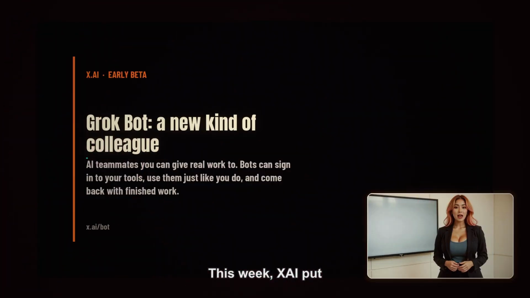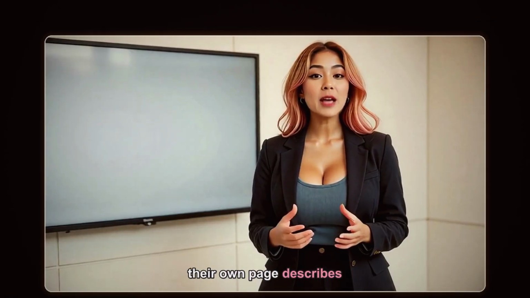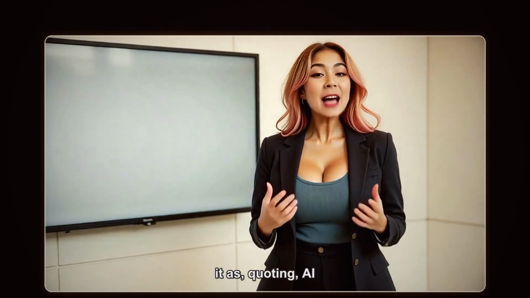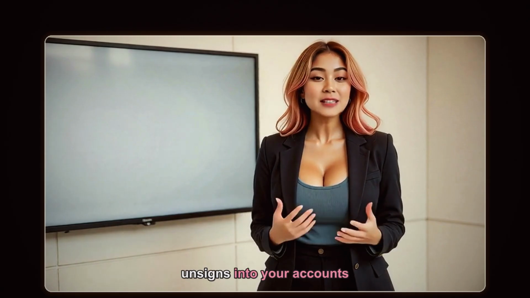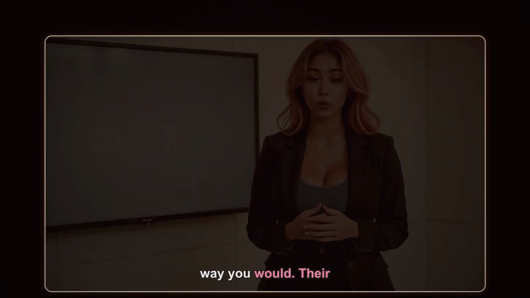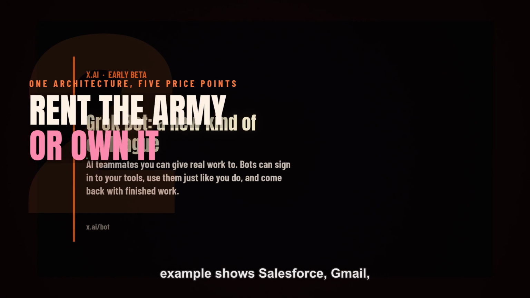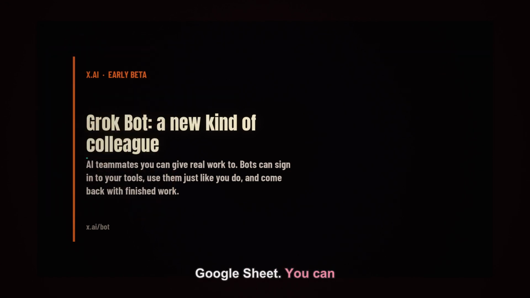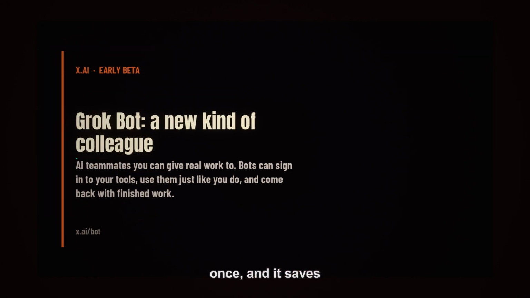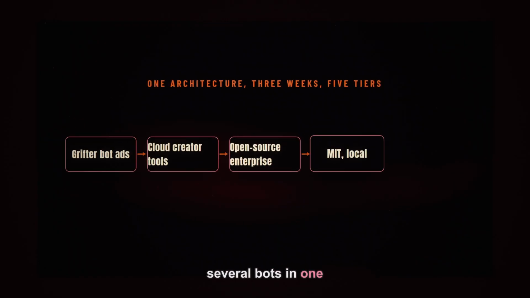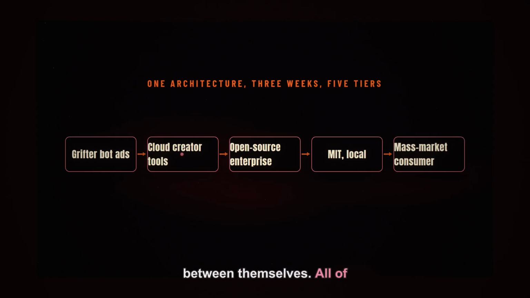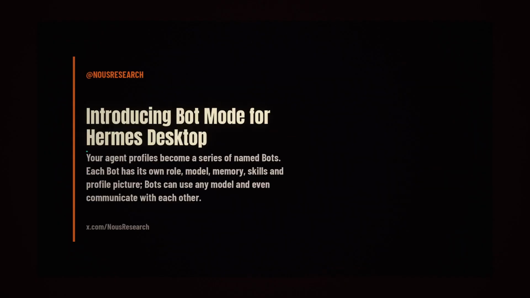This week, XAI put a bot army in front of a mass market audience. It is called Grok. It is labeled early beta, and their own page describes it as, quoting, "AI teammates you can give real work to. You name each bot. It signs into your accounts and uses them the way you would." Their example shows Salesforce, Gmail, LinkedIn, Zendesk, and a Google Sheet. You can show it a workflow once, and it saves that as a routine and runs it on its own after that. And you can put several bots in one thread, and they hand work between themselves. All of that is their description, not our test.